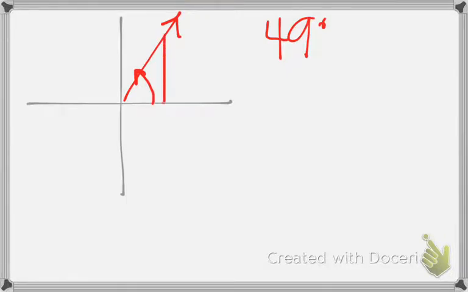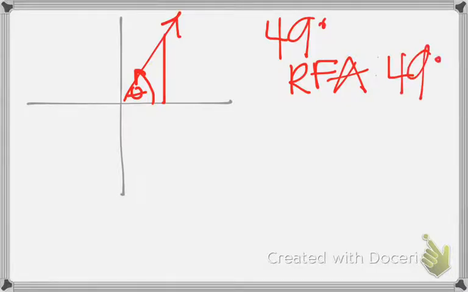So say we have an angle of, let me change this color. Say we have an angle of 49 degrees. Okay, that angle is going to be about right there. Okay, the reference angle is always the angle with the x-axis. And since this is in the first quadrant, my reference angle here is 49 degrees. It doesn't change in that first quadrant.